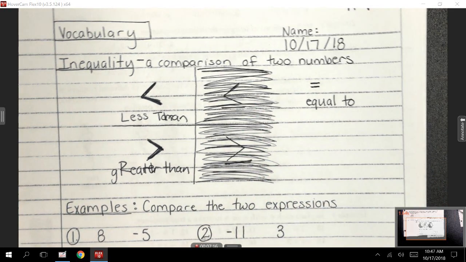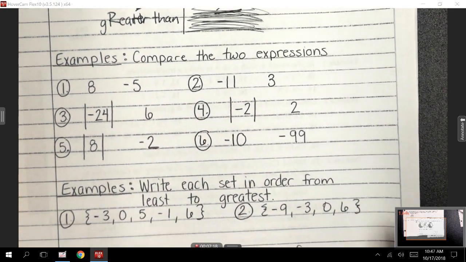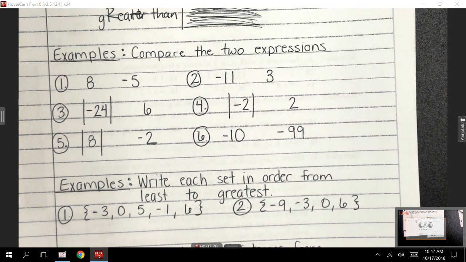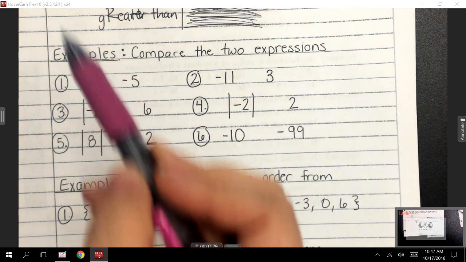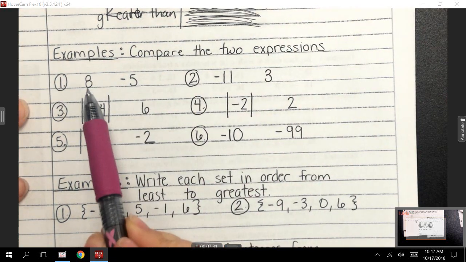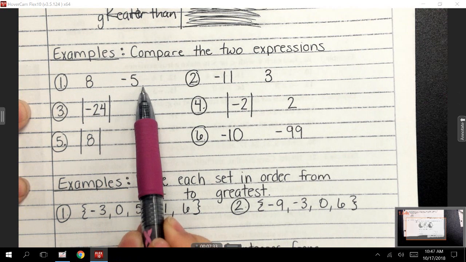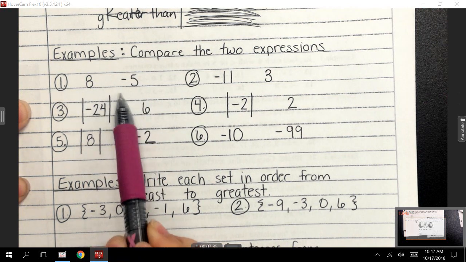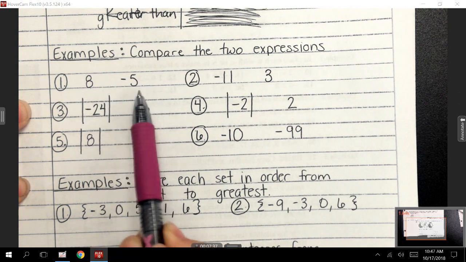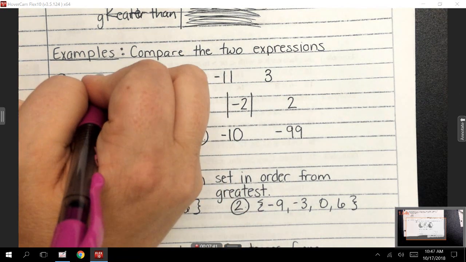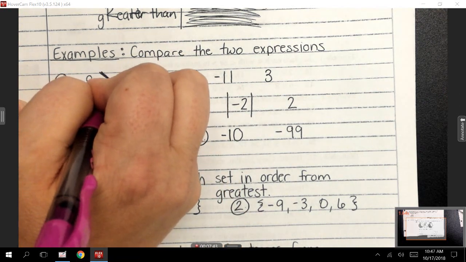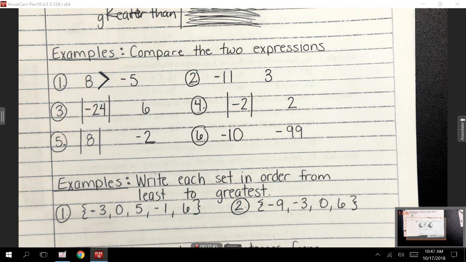All right. Y'all ready to look at some examples? Number 1. I'm comparing 8, which is positive, and negative 5. So can someone tell me a sentence using my symbols that we just discussed in the chart? How does 8 relate to negative 5? 8 is blank, negative 5. Javon. 8 is greater than negative 5. Do y'all agree with that statement?